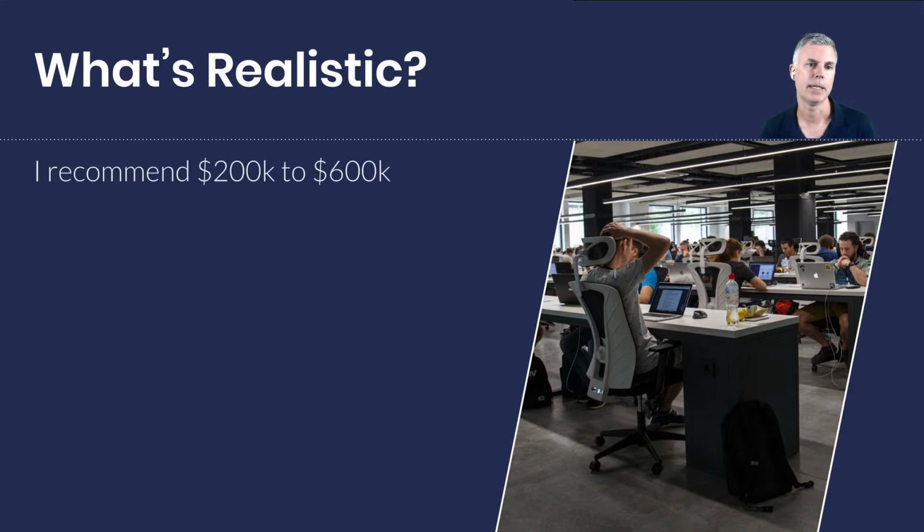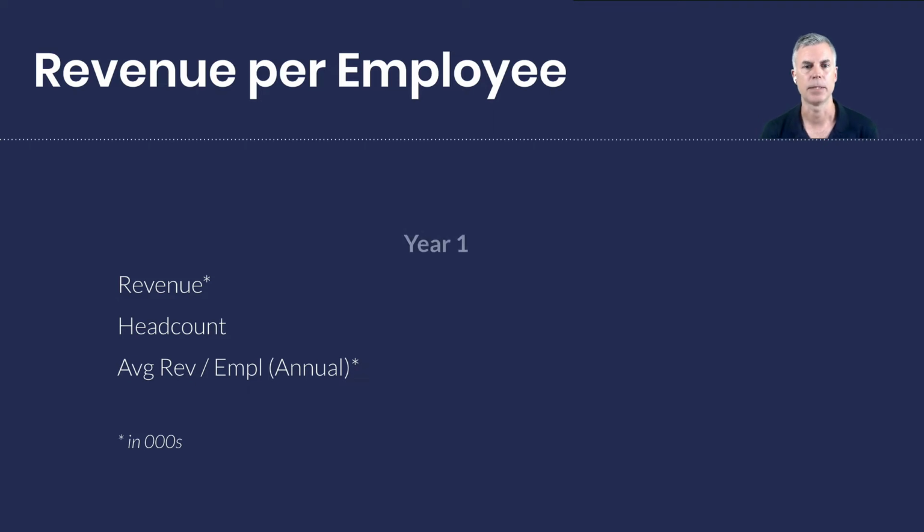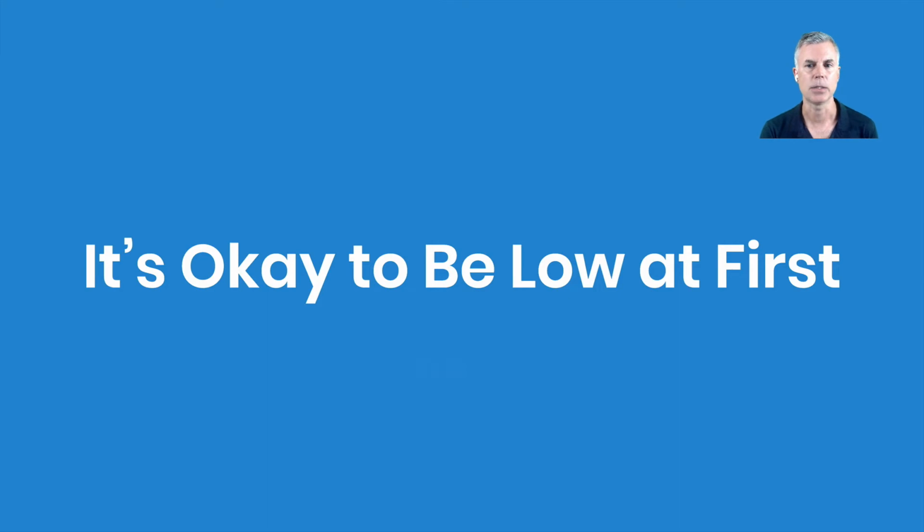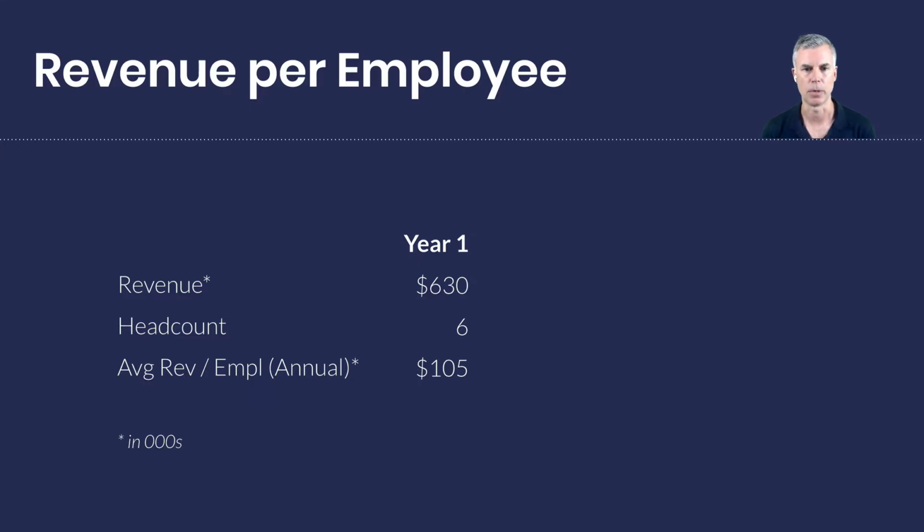What I see in my work, I recommend $200,000 to $600,000 annual revenue per employee by year 3. Again, you can use your own judgment here, but this is the range that I recommend. So here's the formula, and let's look at year 1. We're going to take the revenue, which is in thousands, so it's $630,000. We have 6 people at the end of the year, so we divide 630,000 by 6 and get $105,000 of average revenue per employee per year. That is below our $200,000 threshold, but it's okay to be low at first because we're inefficient, right? We're starting the business. Also, if we're raising money, that's part of what we're spending the money for, to hire more people than we could otherwise afford.